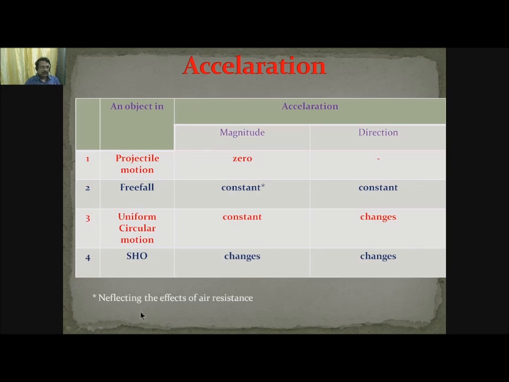If you consider projectile motion, for the x component of the motion, the acceleration is 0. Whereas if you consider a free fall, the magnitude is constant and the direction is also constant. Another example is uniform circular motion, where the magnitude is constant but the direction changes at each instant of time. Simple harmonic oscillator is another example where both magnitude and direction change with time.